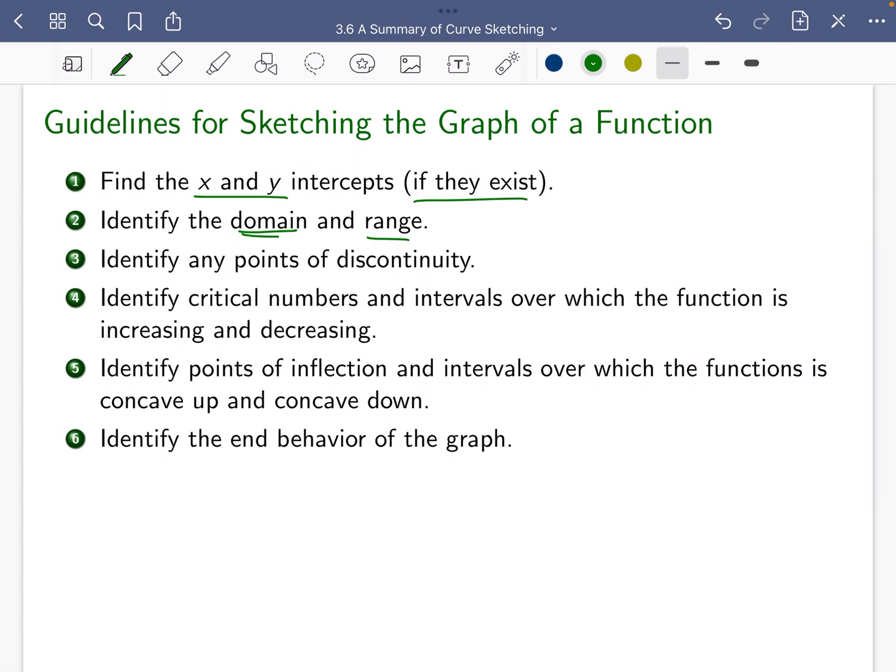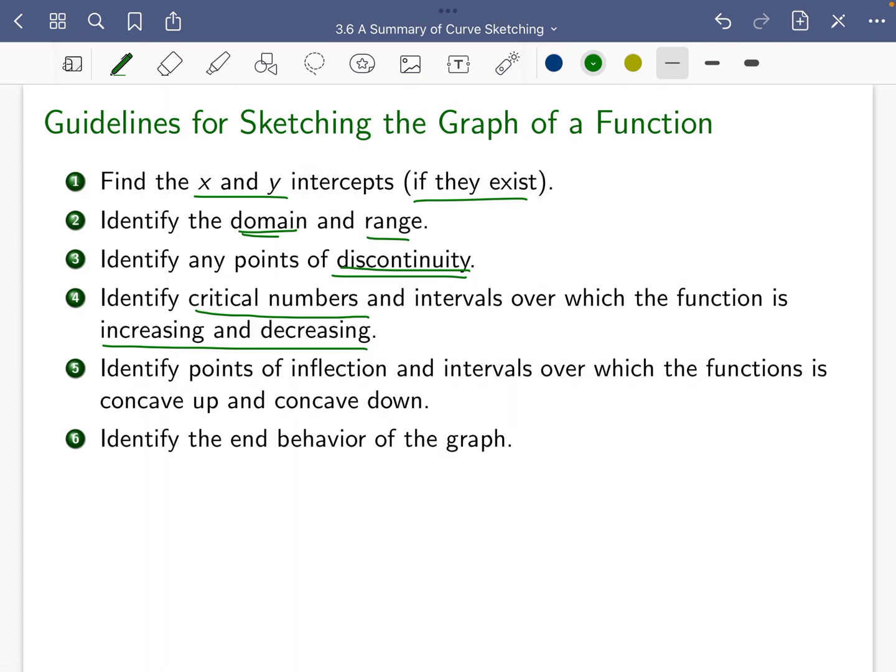unclear? We want to identify any points of discontinuity, right? So do we have a hole in the graph? Do we have vertical or horizontal asymptotes? Identify critical numbers. So those are where the derivative is 0 or where that derivative does not exist. And then we use those to find those intervals of increasing and decreasing. We use those critical numbers along with the points of discontinuity to split that up.